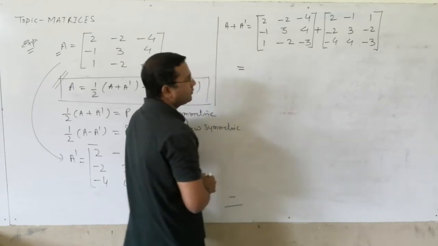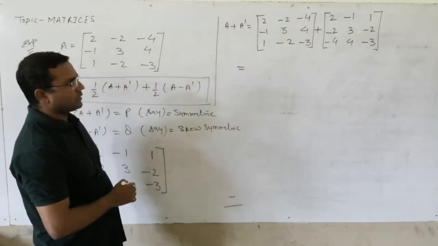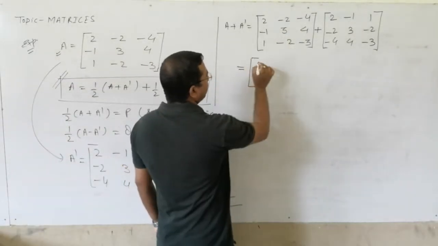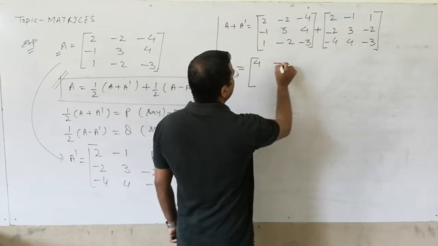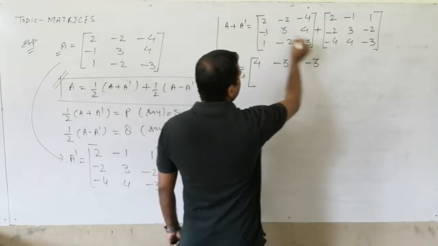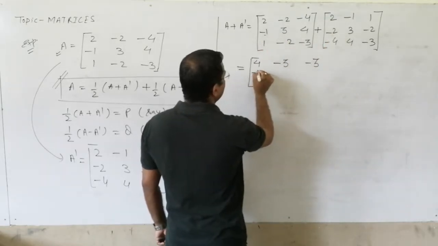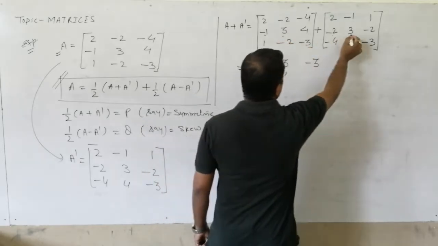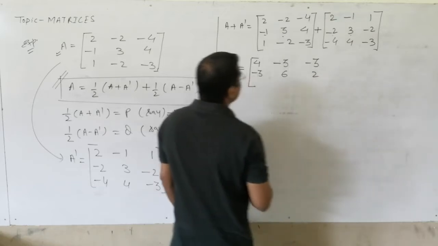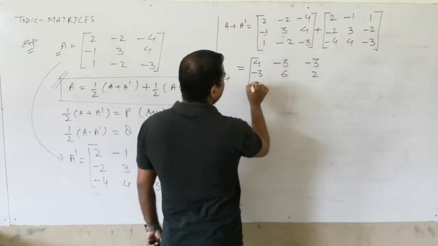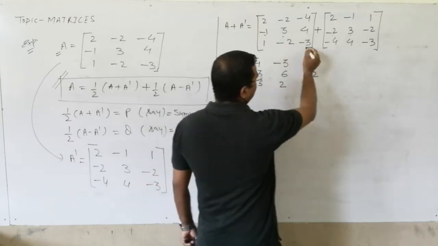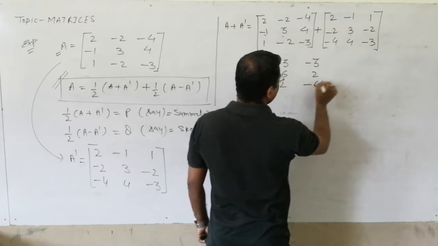If you add these two matrices, you will get the result here. We can add because the order of these two matrices is the same. It is 2 plus 2, corresponding elements we will add. It is 4. Minus 3, minus 3, minus 1 and minus 2 you will add. It is also minus 3. 3 and 3 you will add, it is 6. 4 and minus 2 you will add, it is 2. Then 1 and minus 4 you will add, it is minus 3. Minus 2 and 4 you will add, it is 2. Minus 3 and minus 3 again you will add, it is minus 6.